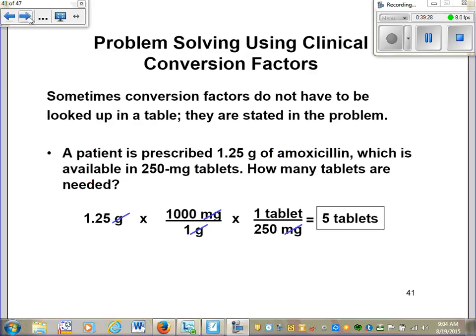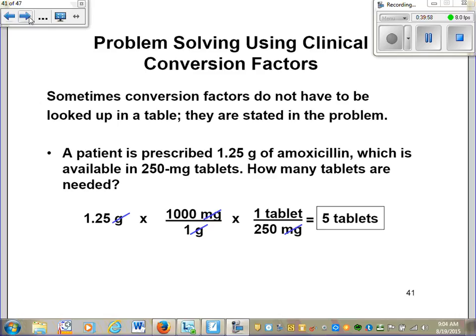So, here we're doing a little bit of clinical work. A patient is prescribed 1.25 grams of amoxicillin, which is available in 250 milligram tablets. How many tablets are needed? Well, we start off with 1.25 grams. We have to know how many tablets. A tablet contains 250 milligrams.